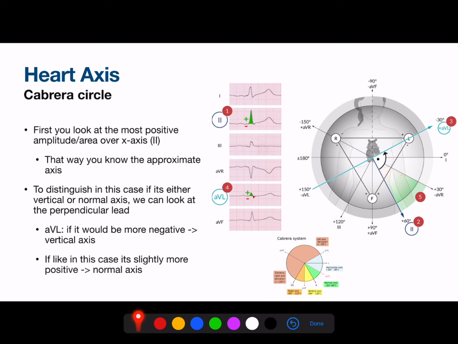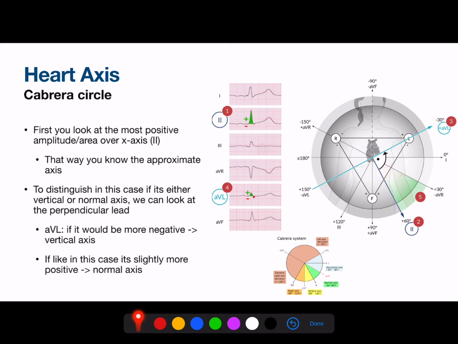Okay, now we can talk about the heart axis. What is the heart axis? It's the main depolarization vector of the heart. This is important because in some cases we have, for example, left ventricular hypertrophy. There's even steeper depolarization in this direction towards the left. Or for example, if someone is very obese or if a woman is pregnant, the heart gets pressed a little bit to the left. So the main vector also goes more towards 0 degrees.